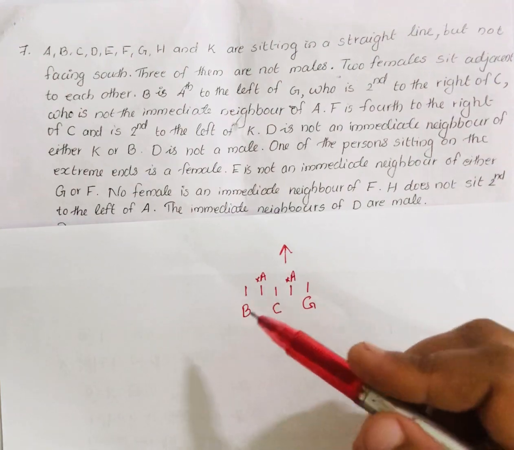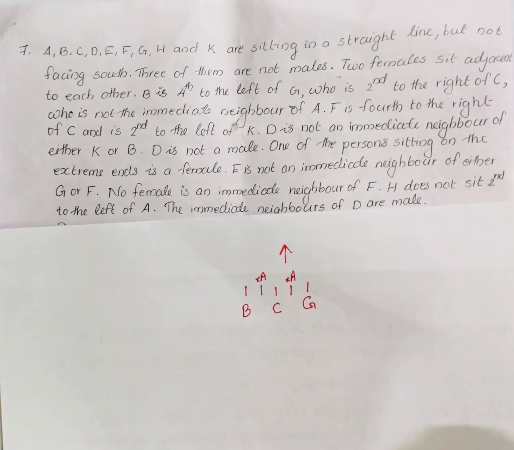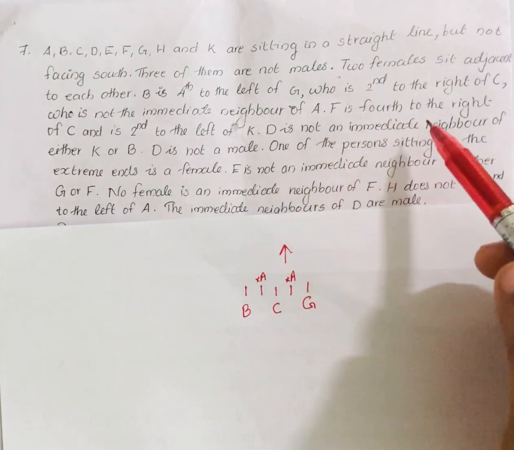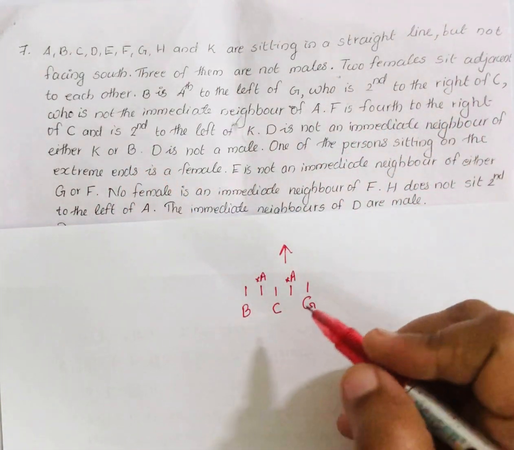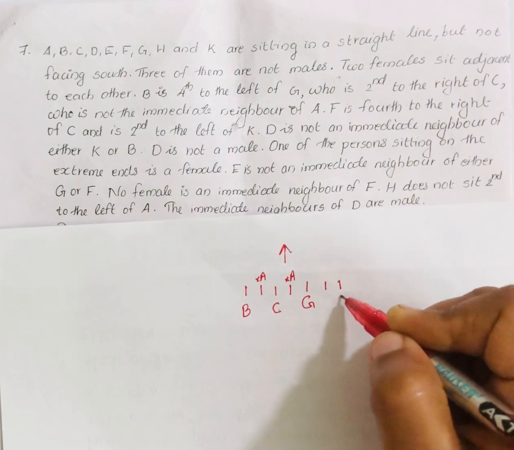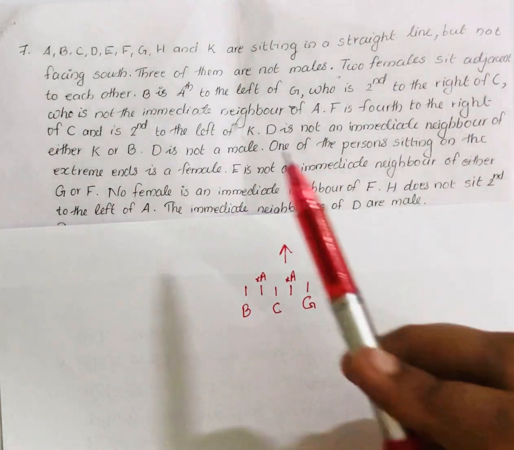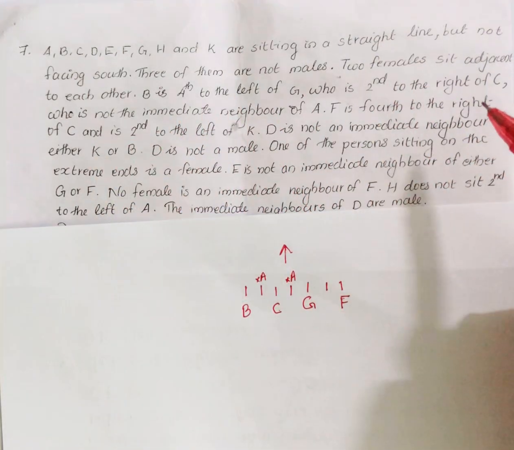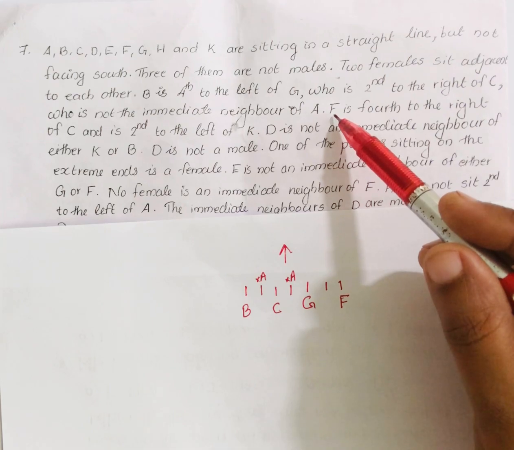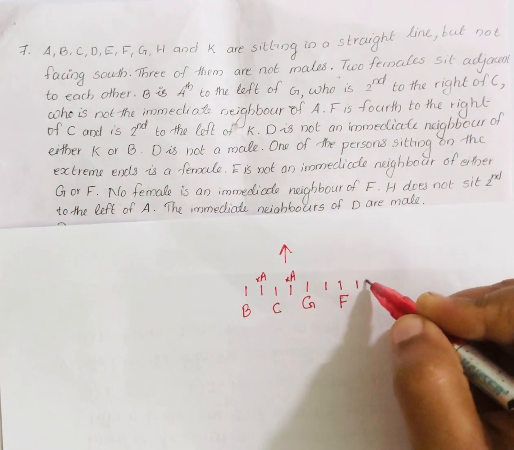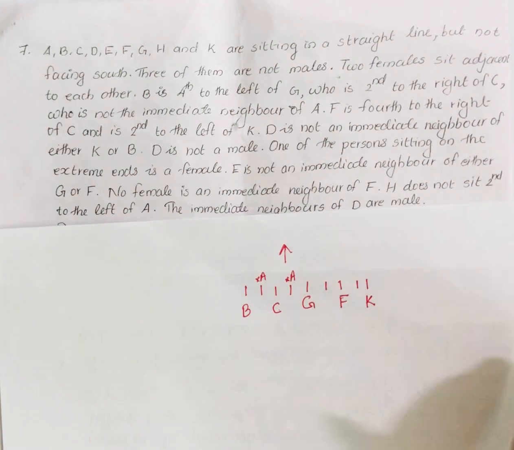Then we have to check any other condition related to D, C or G. Here one condition related to C is given. F is 4 to the right of C. So C is here, 1, 2, 3, 4th right is F. And is second to the left of K. And represents the first person in the previous sentence, so F. F is second to the left of K. F is here, second left of K means K becomes here.